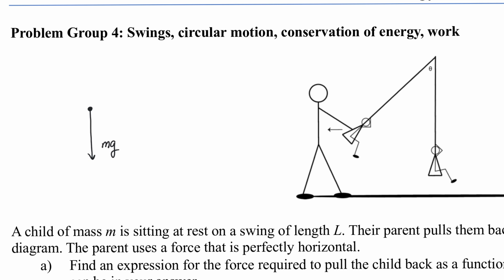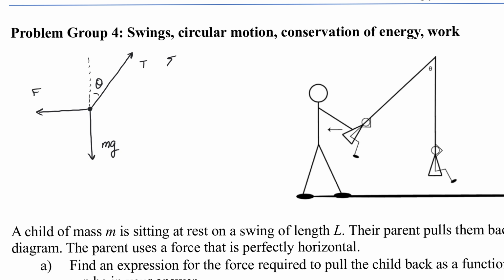Tension? I'll take tension. Now, if you want to say that the platform of the swing is providing a normal force, fine, and call that an N. I understand where you're going with that. I'm just going to say tension. And anything else? The force of the parent, which we are told is perfectly horizontal. By rules of geometry, this is also theta. So, we're trying to find an expression for F in terms of M, G, L, and theta, and any other fundamental constants that show up.